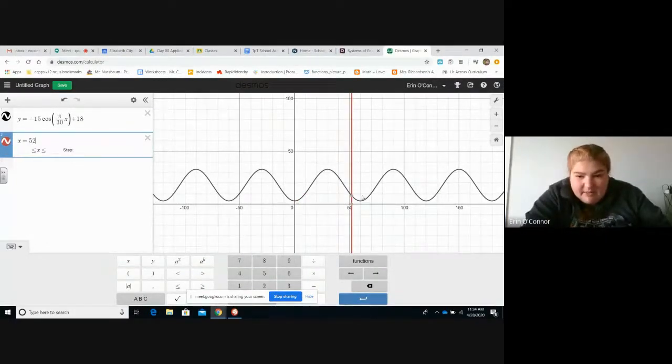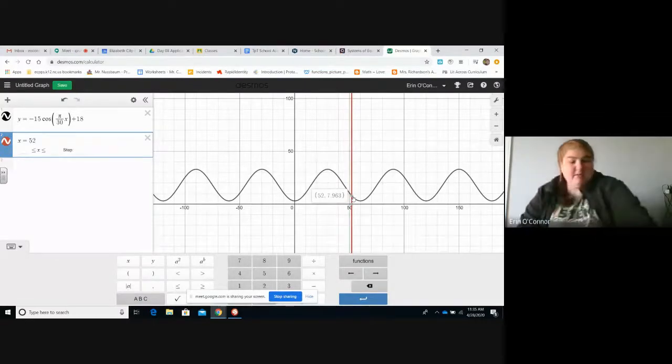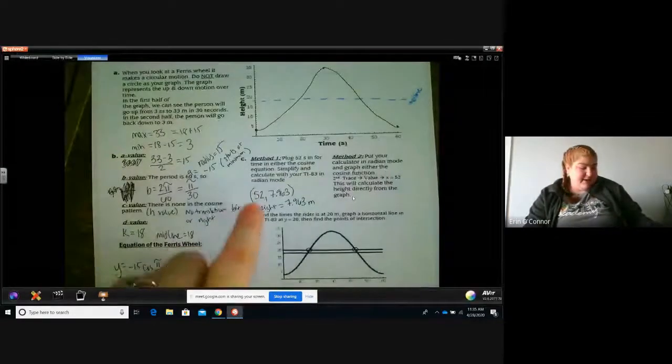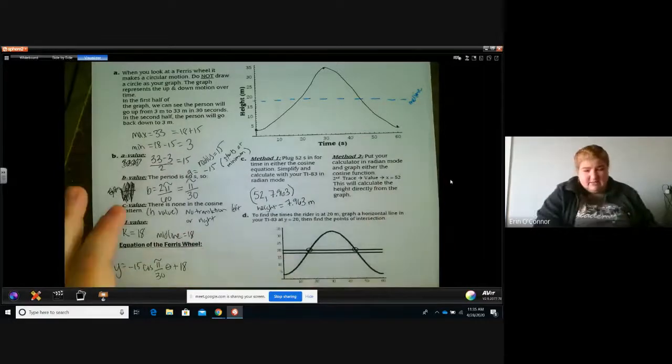And what we can do is we can come right here and see that 52 is equal to 7.963, which means my height is equal to 7.963 meters because we're working in meters. So if I go back, that was my point, and that's what I can do here. Now you can also do this in your graphing calculator. This is the method for it, but we use Desmos. It's okay if you don't.